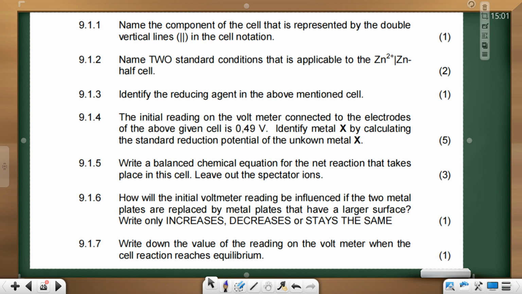9.1.1. Name the component of the cell that is represented by the double vertical lines in the cell notation. Talk to me.